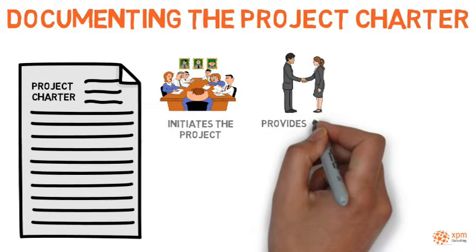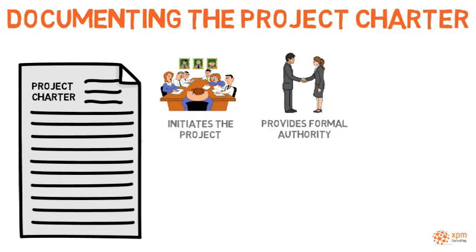Secondly, the charter provides formal authority to the project manager. Authority is necessary to correctly perform project management work. Authority to acquire, manage, and release team members. To implement new approaches. And to manage stakeholders' engagement and expectations. Management should use the project charter to formally delegate authority to the project manager during the project life cycle.